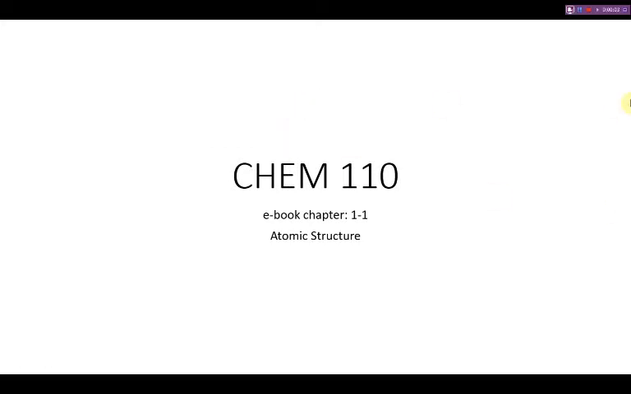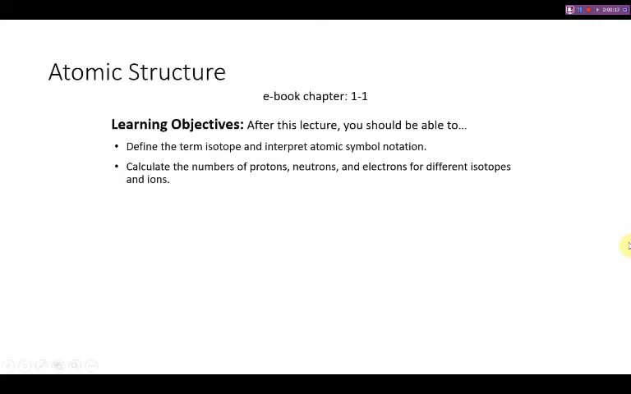Hi everyone, and welcome to this lecture video on atomic structure. We're going to be looking at the ebook chapter 1, lesson 1. So after this video, you should be able to define the term isotope and interpret atomic symbol notation. You should also be able to calculate the number of protons, neutrons, and electrons for different isotopes and ions.